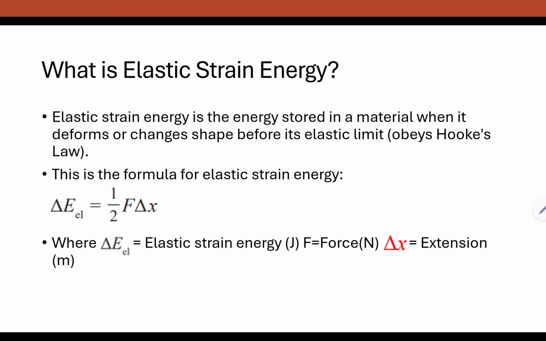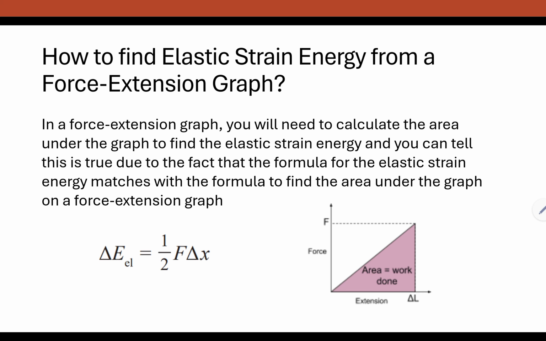First of all, what is elastic strain energy? Elastic strain energy is the energy stored in a material when it deforms or changes shape before its elastic limit. This is the formula for elastic strain energy: E equals half F times change in X, where E equals elastic strain energy, F equals force, and change in X equals extension.